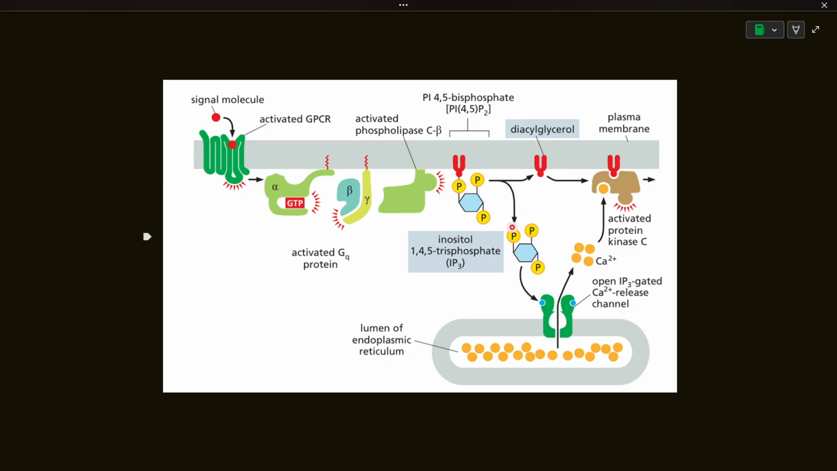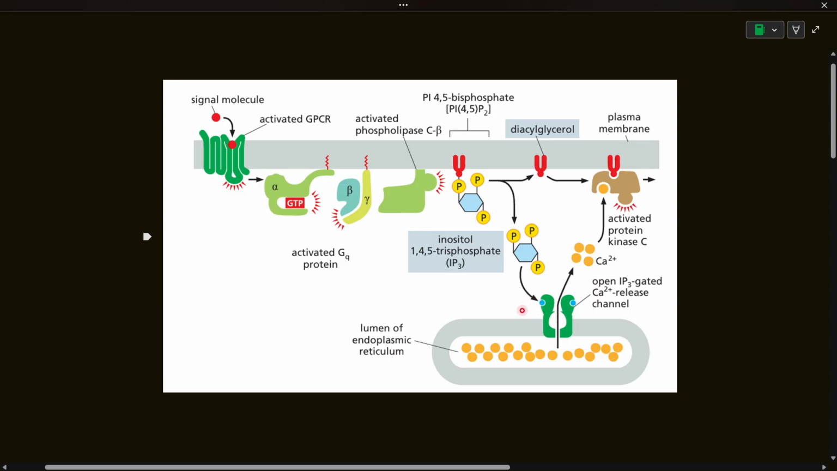So this IP3, being water soluble, will be released inside the cell cytoplasm, and it is going to bind to the IP3-gated calcium ion channel receptors. Those calcium ion channels are IP3 gated. So IP3 will bind to this, as well as calcium, so that conformational changes will be seen. The calcium binding site will be exposed towards the cytosolic part.